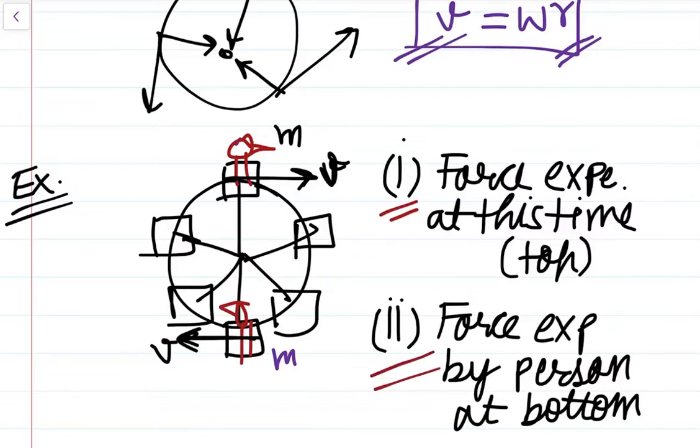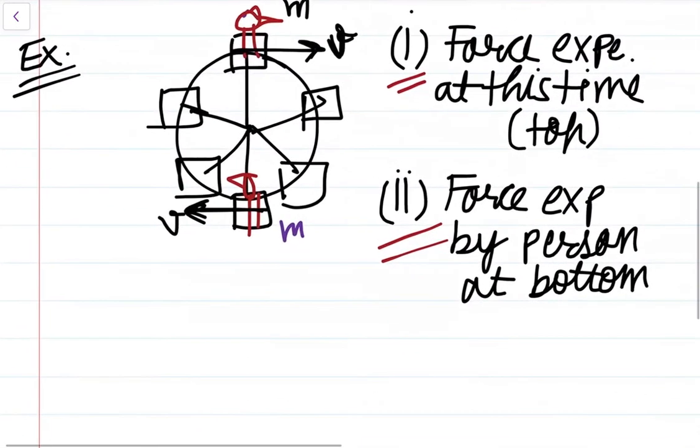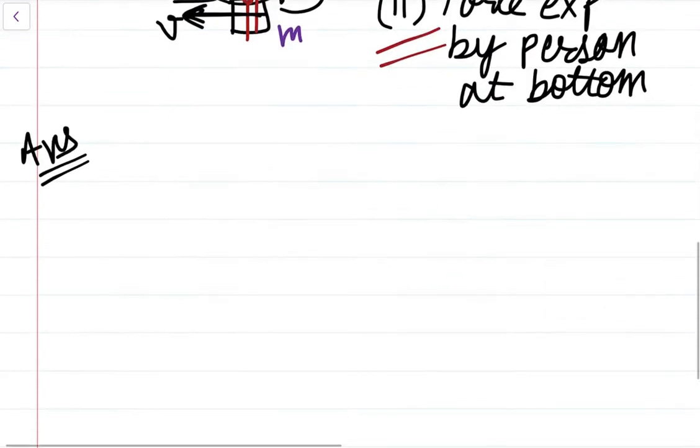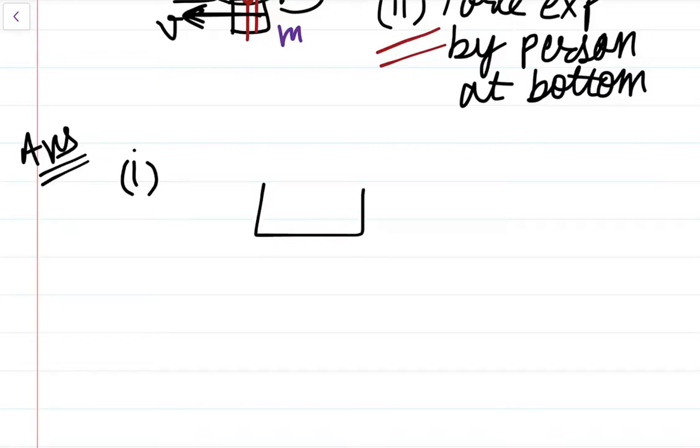If you know all these basics, then you can of course skip this video and watch ahead, but if you don't know, please pay attention now. First we will find it for the topmost person. A person is sitting here, and this is the cabin, and this is the center, and it is moving with velocity v.